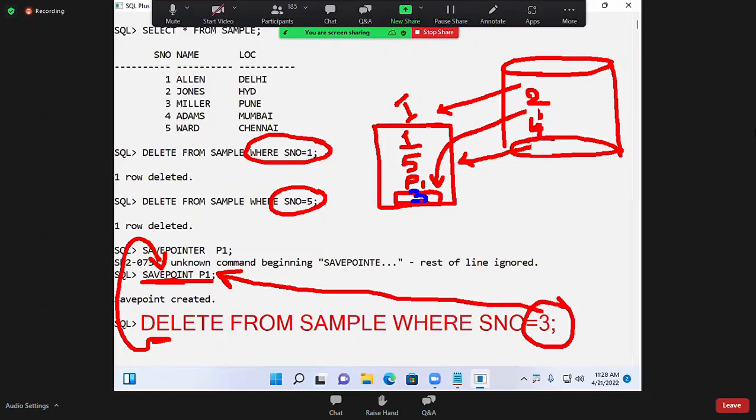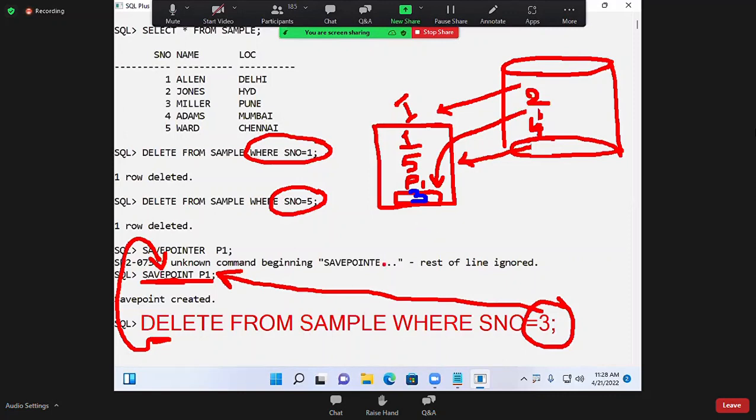Your instance memory. Okay, so now tell me, 1 comma 5, these two rows' data was held outside the pointer. Yes or no? Yes. And the third row is held under pointer memory. Now what data do you want? I want to roll back serial number 3. So the serial number 3 row I need to roll back now.